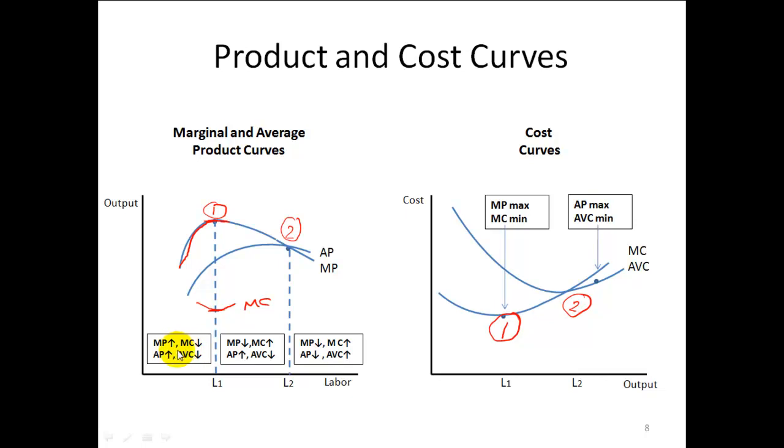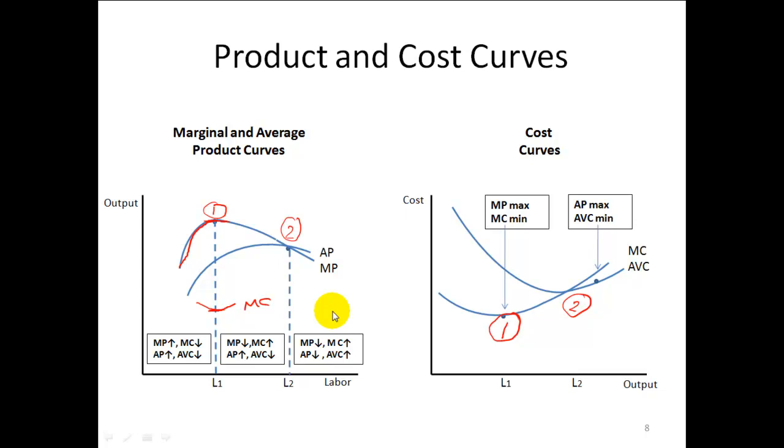So in this segment, as you notice, marginal product is going up and average product is going up, while marginal cost is going down and average variable cost is going down. So clearly, if you are in this region, you need to be increasing your production to increase your efficiency. And in this region, you are inefficient because your marginal product is going down, average product is going down, and both your marginal cost and average variable cost are going up. Okay, so that's your product and cost curves.